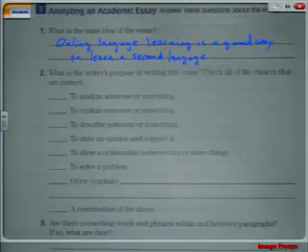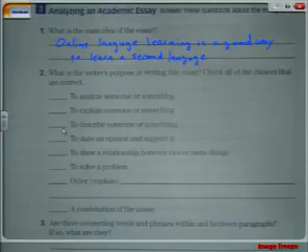Okay, so online language learning is a good way to learn a second language. So that was basically the main idea, I think.